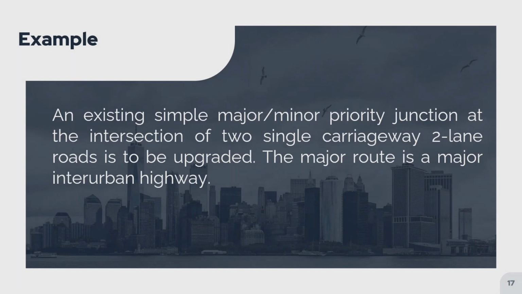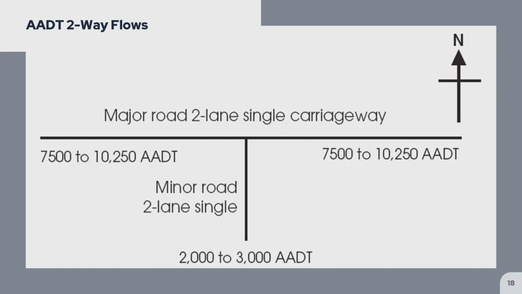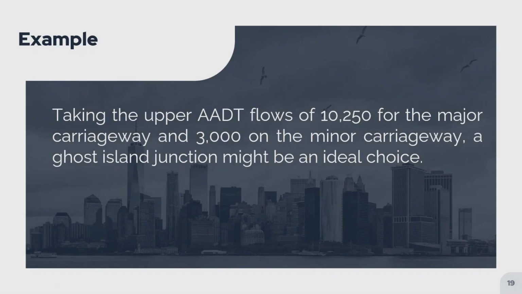Now, for this example, an existing simple major or minor priority junction at the intersection of two single carriageway two-lane roads is to be upgraded. The major route is a major interurban highway. The figure on this slide illustrates the forecasted AADT flow ranges for the intersection's arms in the design year. Taking the upper AADT flows of 10,250 for the major carriageway and 3,000 on a minor carriageway, a ghost island junction might be an ideal choice.